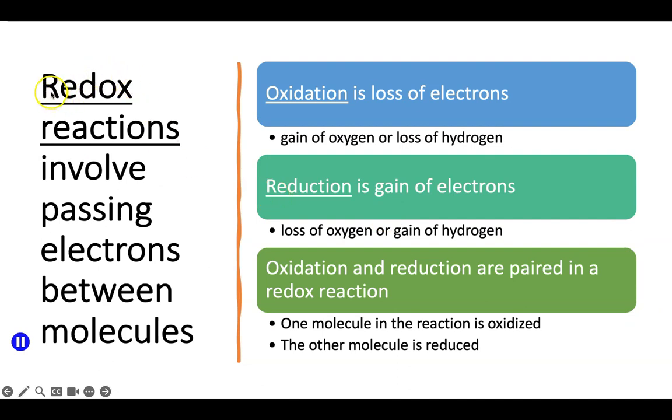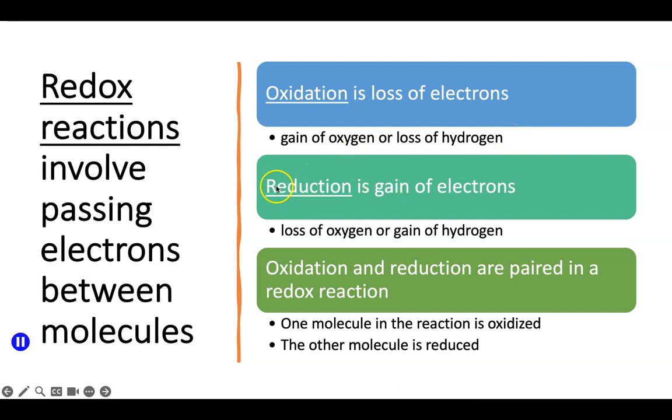Cellular respiration involves a series of what are called redox reactions. These redox reactions involve the passing of electrons between molecules. So you'll see this word redox, R-E-D, stands for reduction, and OX stands for oxidation. So let's look at what those two words mean. Oxidation is the loss of electrons. Within the context of metabolism for this class, you can also think of oxidation as the gain of oxygen or the loss of hydrogen by a molecule.